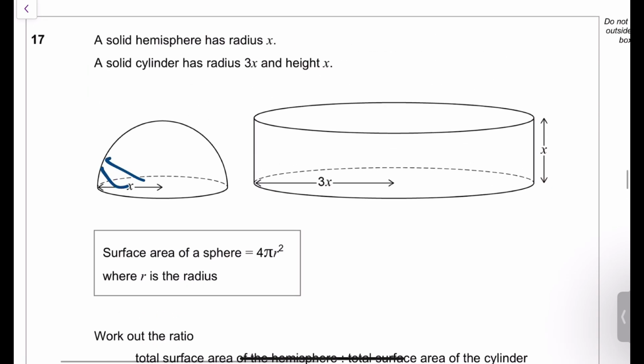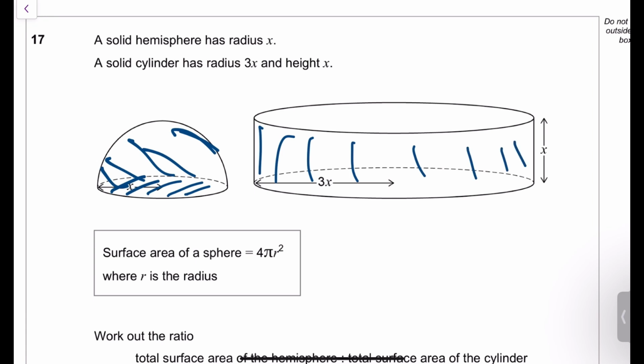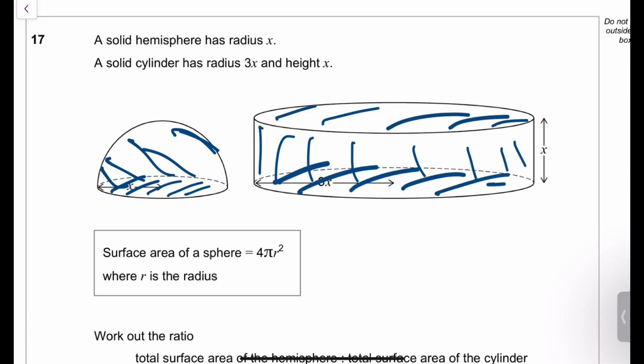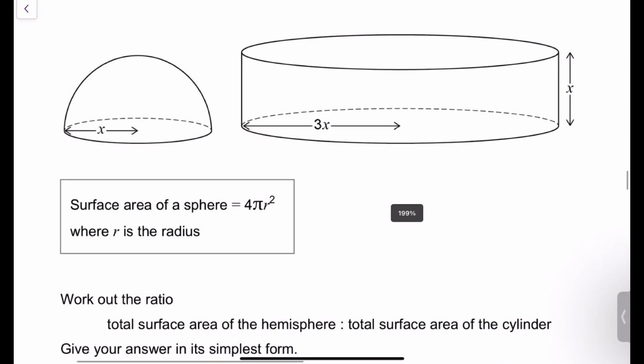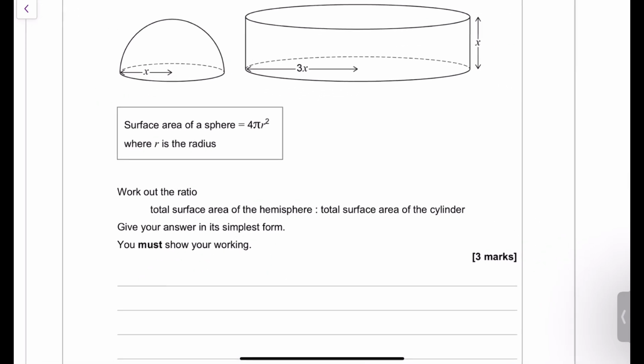Okay, right, before we get started, you've got the curved surface area of the hemisphere and you have the circular end. You have the curved surface area of the cylinder and you've got 2 circular ends. So don't forget those, that's very important here.